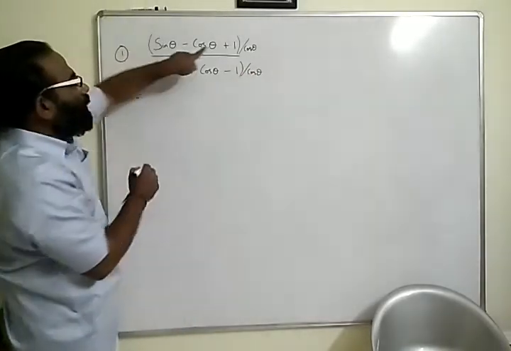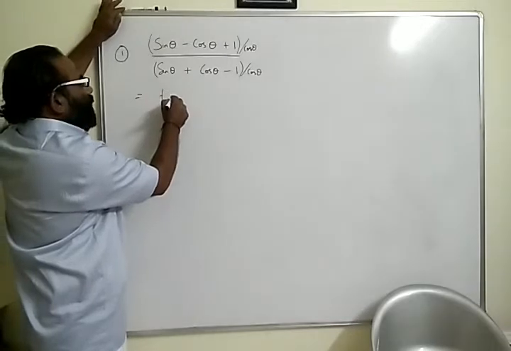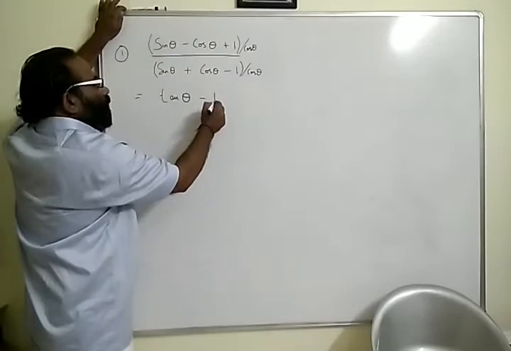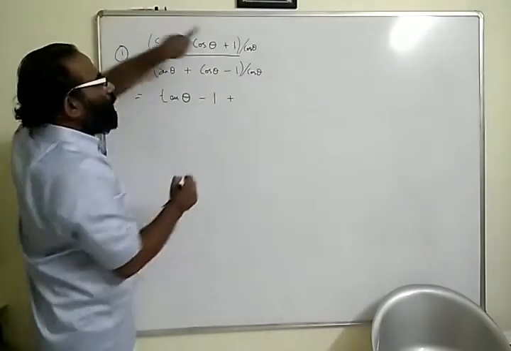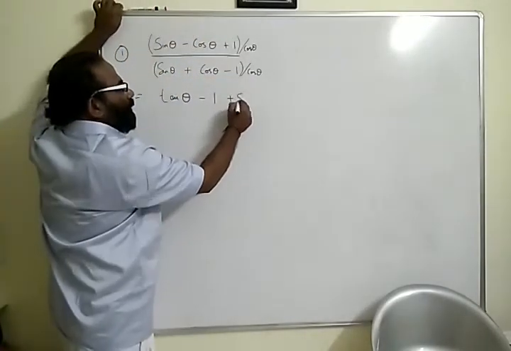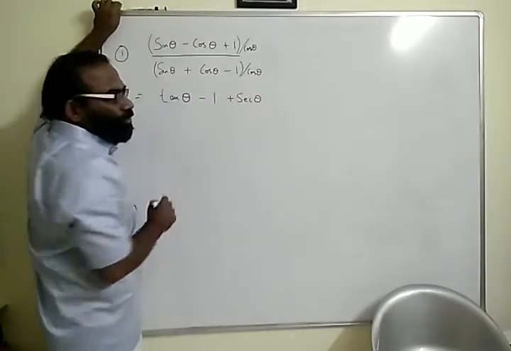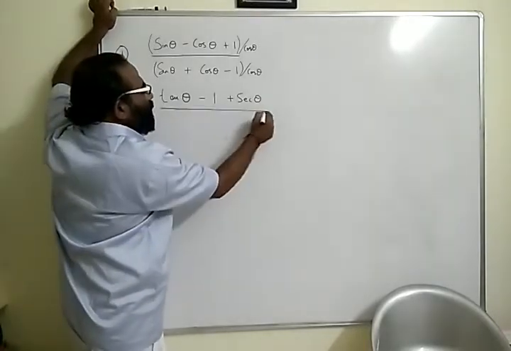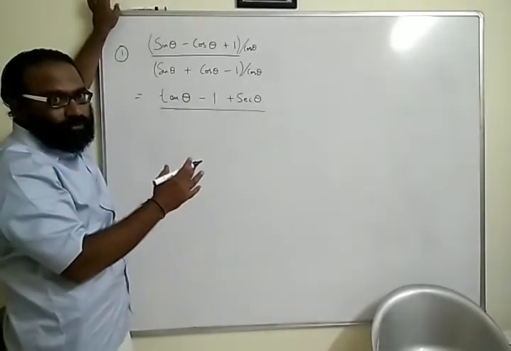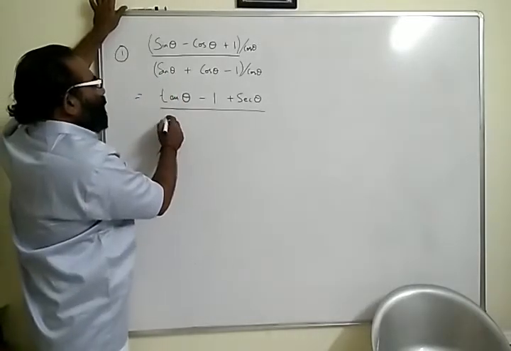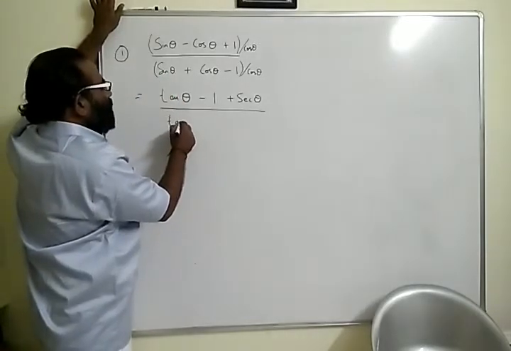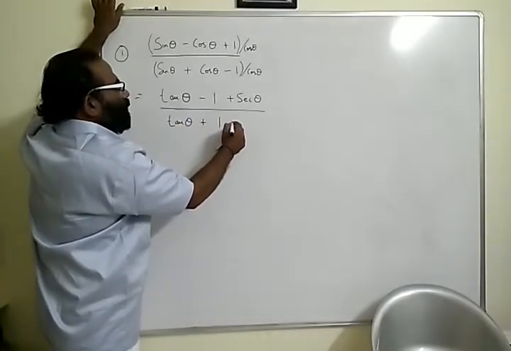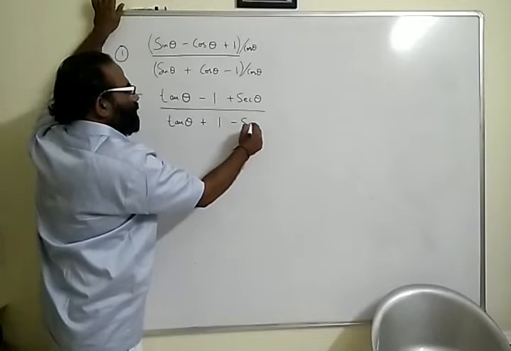the next step would be sin theta by cos theta, which gives tan theta, minus cos theta by cos theta is 1, plus 1 by cos theta is secant theta. Please make sure that your ratios are very clear, because if you make a mistake with the ratios, the whole problem is going to become wrong. Similarly in the denominator, sin theta by cos theta is tan theta, plus cos theta by cos theta is 1, minus 1 by cos theta, that is minus secant theta.